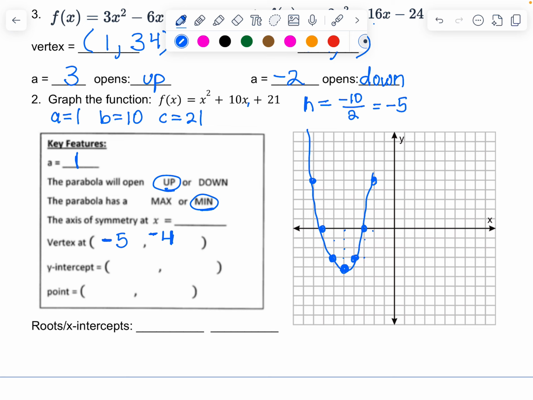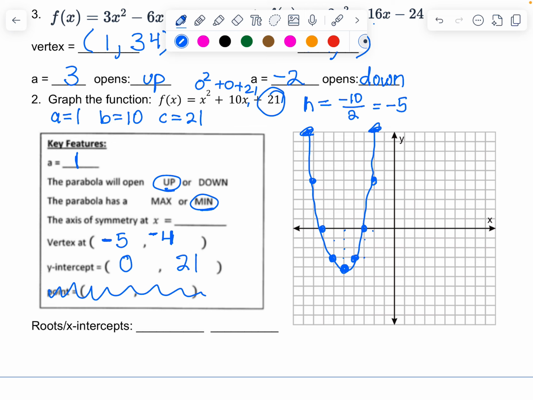Now, the one thing that is not on the graph, but we could get algebraically, is the y-intercept. Your y-intercept, remember, is whenever you plug in 0 for x. So go ahead, look at that equation. If you plug in 0 for x, 0 squared plus 0, you're just going to get whatever that number is in standard form. So our y-intercept is at 0, 21.